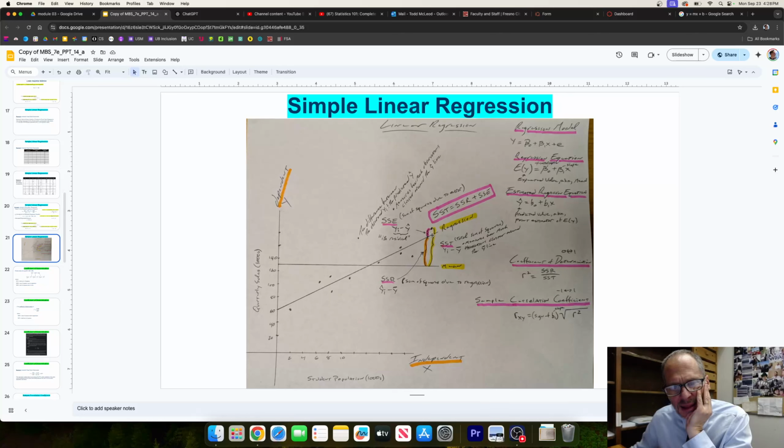And this measures how much these observations cluster around the regression line. The regression line is determined by finding the least amount, and there's some calculus involved in that, and we're not doing the calculus.